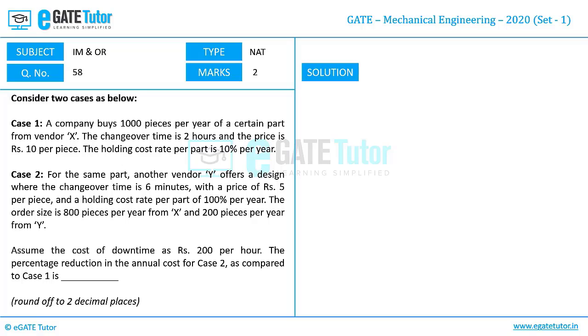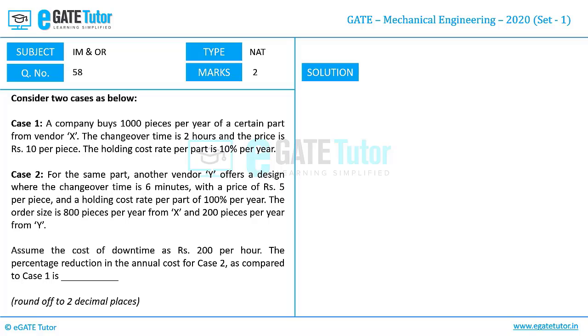Case 2. For the same part, another vendor Y offers a design where the changeover time is 6 minutes with a price of rupees 5 per piece and a holding cost rate per part of 100% per year. The order size is 800 pieces per year from X and 200 pieces per year from Y. Assume the cost of downtime as rupees 200 per hour. The percentage reduction in annual cost for case 2 as compared to case 1 is dash.